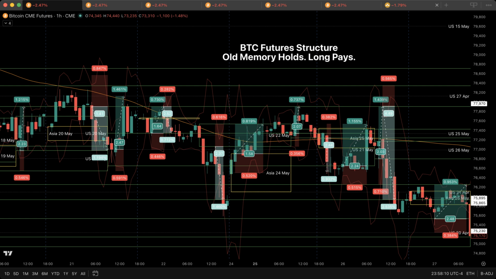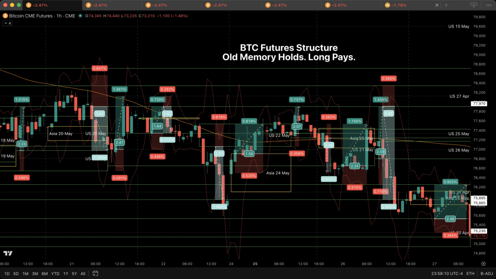Price first stays inside May 26th Asia session box. It rotates. It moves down. It does not immediately expand. It does not create clean direction. Then price reaches April 20th US session upper boundary. That is the first important test.